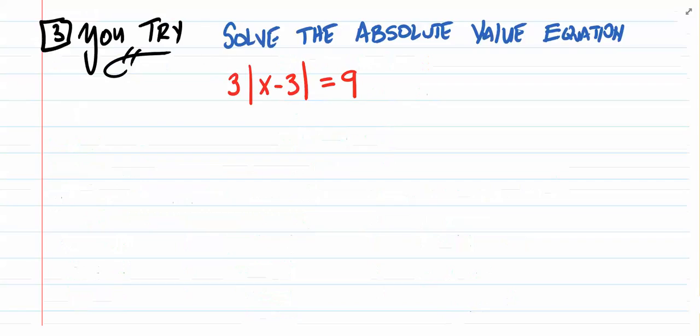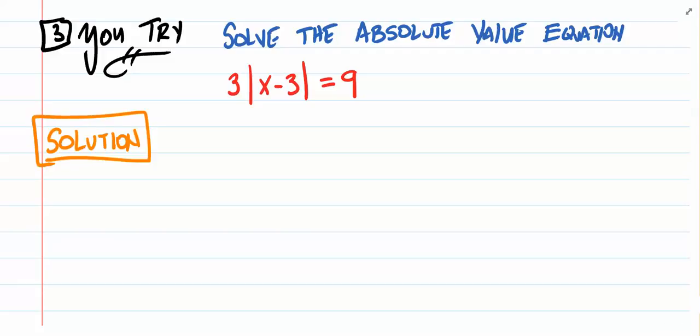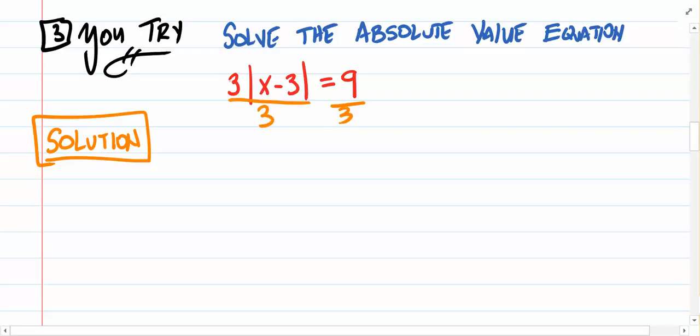Box number 3 is a U-try. Go ahead and try and solve this absolute value equation similarly like we did in box 2. Hopefully you got it right. If not, here's how you should do it. First, divide both sides by 3. So that would give me the absolute value of x minus 3 is worth 9 divided by 3, of course, is 3. So if we remember from last time, we're saying all numbers 3 units away from 3. That's what this means, right?